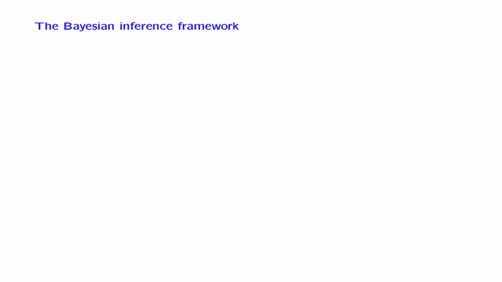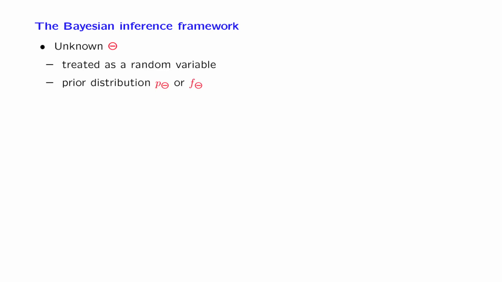We can finally go ahead and introduce the basic elements of the Bayesian inference framework. There is an unknown quantity which we treat as a random variable, and this is what's special and why we call this the Bayesian inference framework. This is in contrast to other frameworks in which the unknown quantity theta is just treated as an unknown constant. But here we treat it as a random variable, and as such it has a distribution. This is the prior distribution. This is what we believe about theta before we obtain any data.